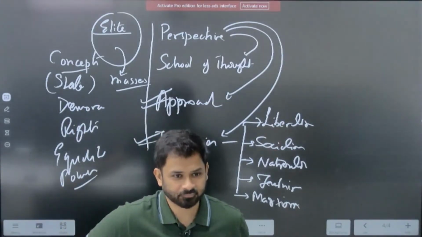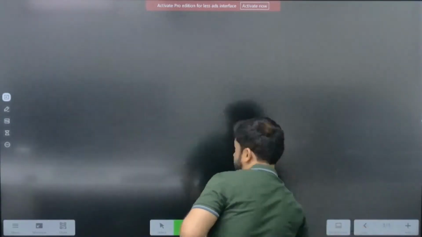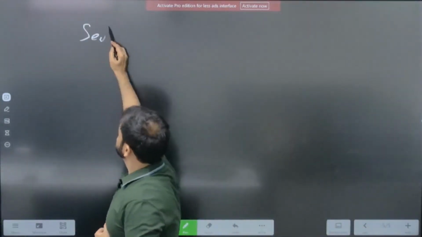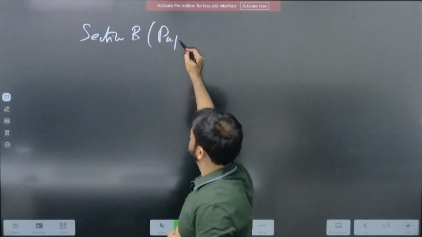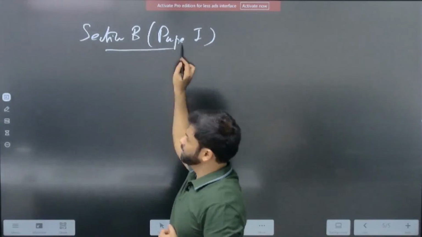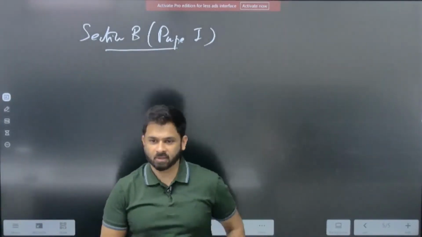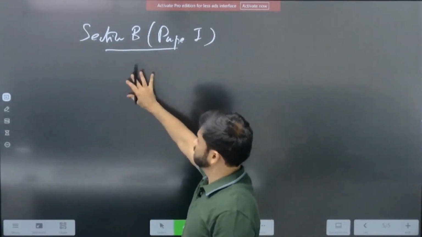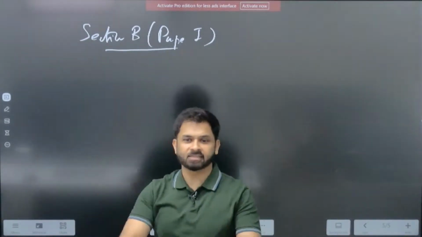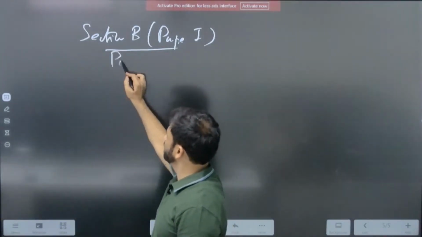Got it? Shall we move now? Next one. Okay. So next is section B of paper 1. Paper 2 will take us much less time because most of the things would be clear by then. What is there in section B of paper 1 is politics in India, right? What is it all about? This is about politics in India.